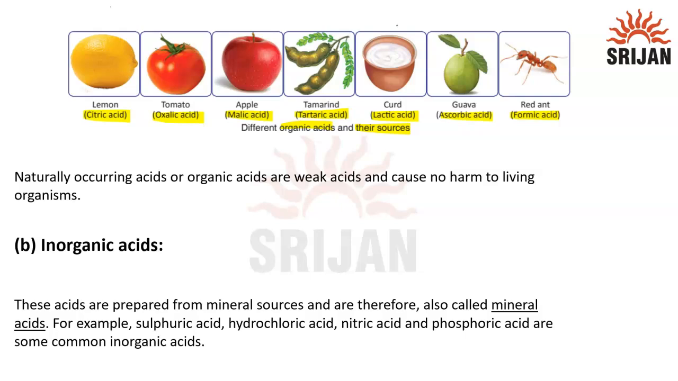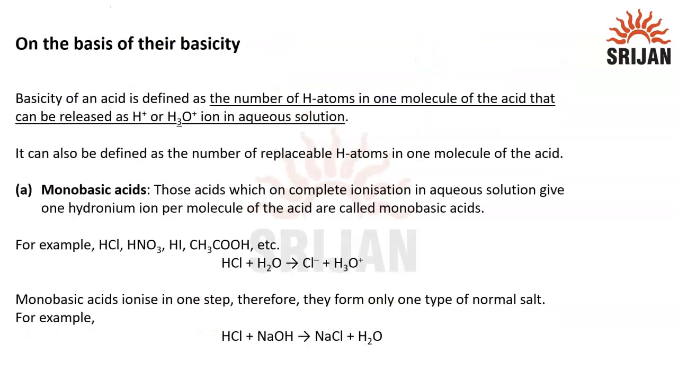So simply, naturally occurring acids or organic acids are weak acids and they cause no harm to living organisms. Then we have inorganic acids. These are prepared from mineral sources and are therefore also called mineral acids. For example, sulfuric acid, hydrochloric acid, nitric acid, phosphoric acid are some common inorganic acids.